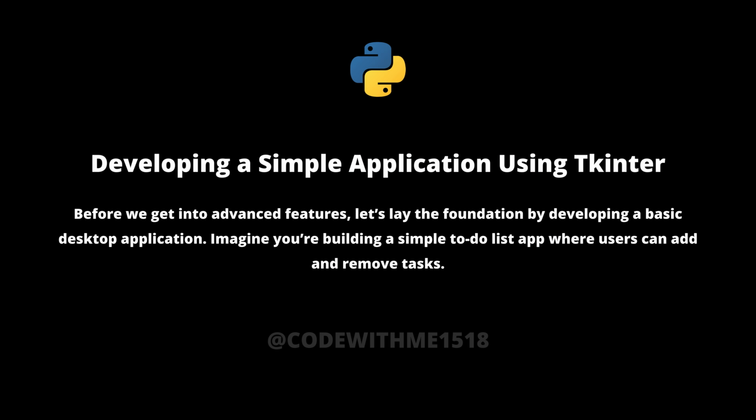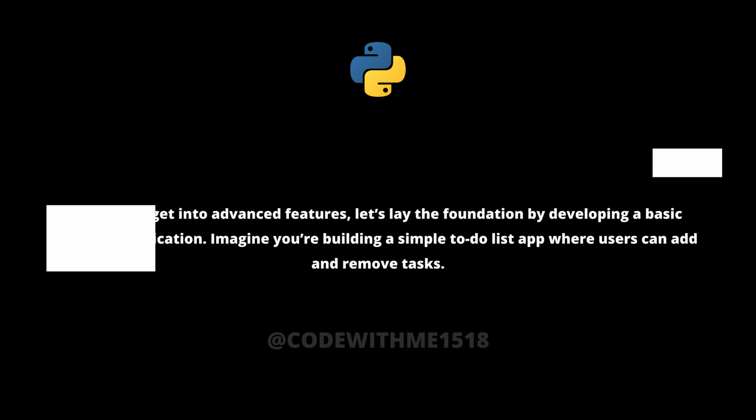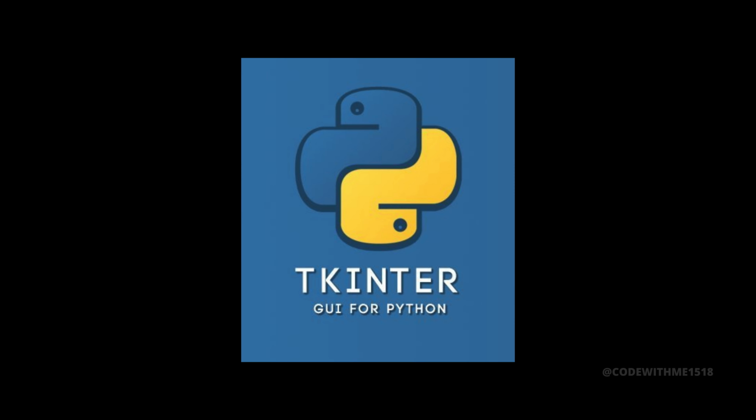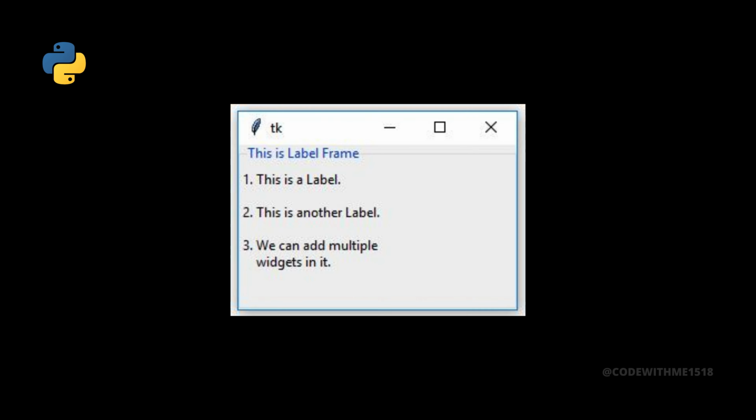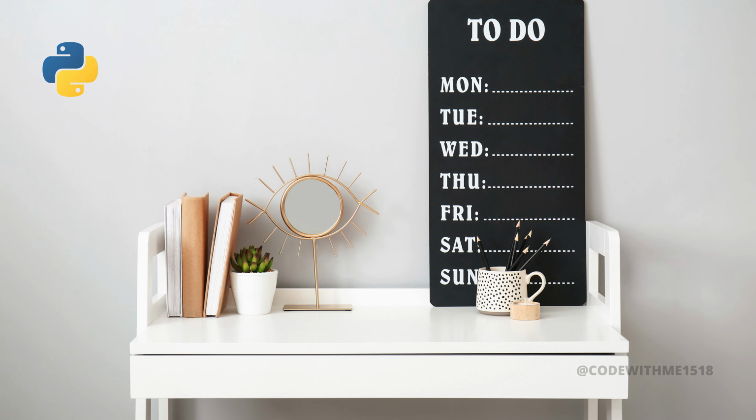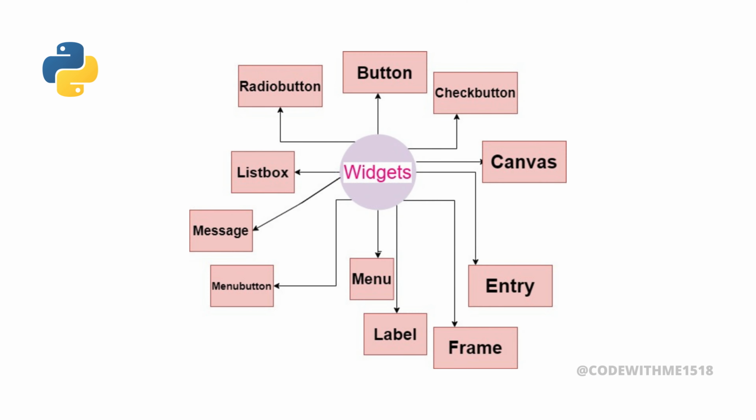Before we get into advanced features, let's lay the foundation by developing a basic desktop application. Imagine you're building a simple to-do list app where users can add and remove tasks. We'll start by setting up the main window and adding some basic widgets, an entry field, a list box, and buttons for adding and deleting tasks.